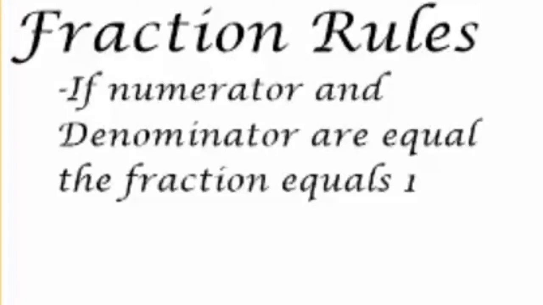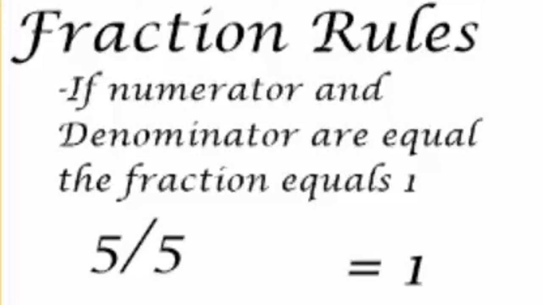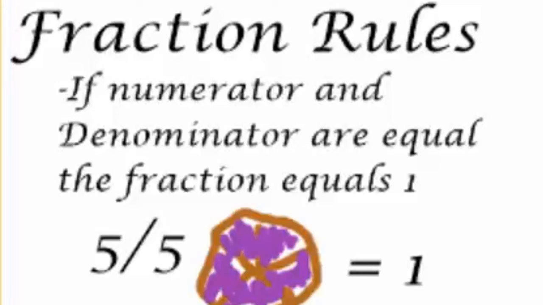Taking a look at a couple of fraction rules, it's very important to remember that if the numerator and the denominator are equal, then the fraction equals 1. This is always the case regardless of what the number is going to be. In case in point, if I have 5 over 5, it equals 1. And that'll be the same whether you have 3 over 3. Visually, look, I have 5 possible slices out of a 5-slice pizza.